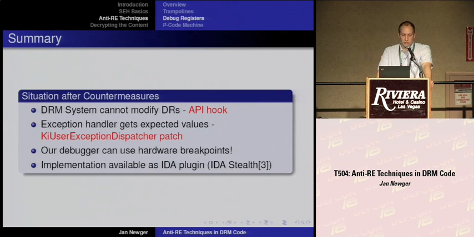So the summary after these countermeasures is that the DRM system cannot modify our debug registers anymore, which is due to our API hook. In addition, the exception handler of the DRM system gets its expected values because they are fed from our internal storage. This means we can really now use the hardware breakpoints for our analysis. I made the implementation available as an IDA plugin. Maybe you would want to check it out.